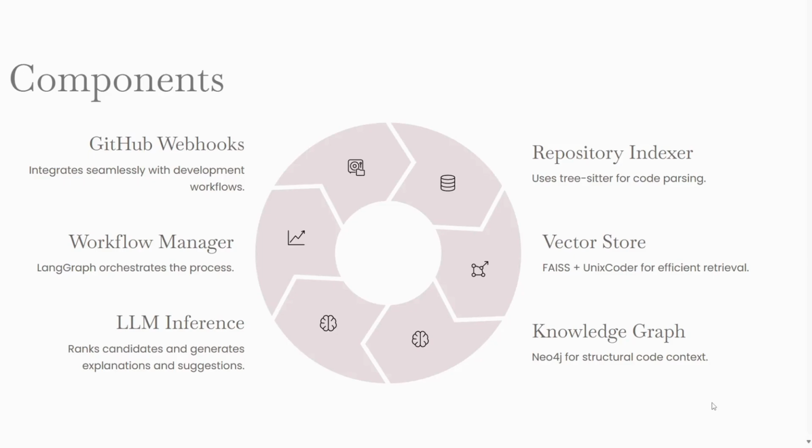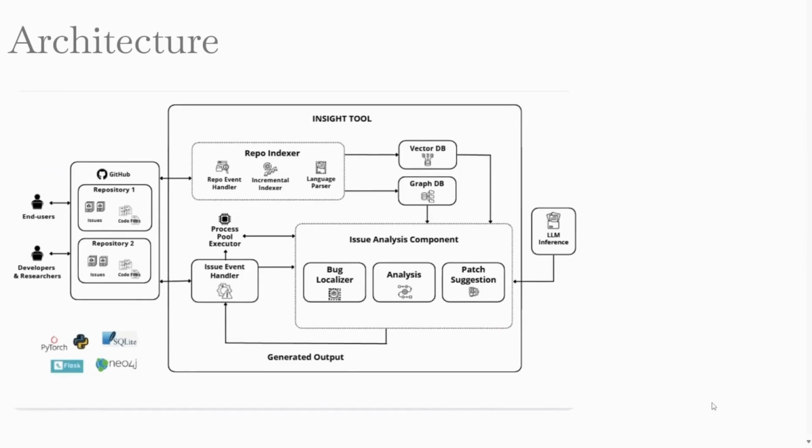It also builds a Neo4j graph of callers, callees, and dependencies, and uses an LLM plus a workflow manager to coordinate retrieval, graph enrichment, and response generation. When a new issue arrives, Insight generates a semantic query, retrieves the top candidate entities, enriches them with graph context, and the LLM selects the most suspicious locations. The system then returns the ranked files and functions with brief explanations and patch hints back to the issue.